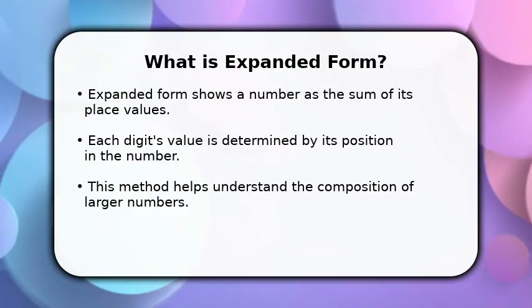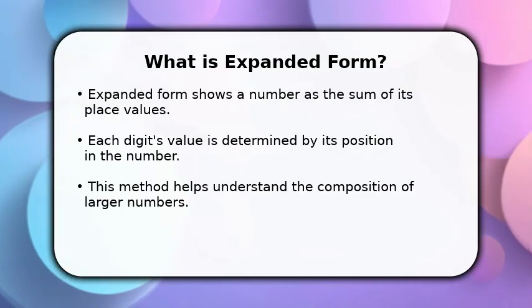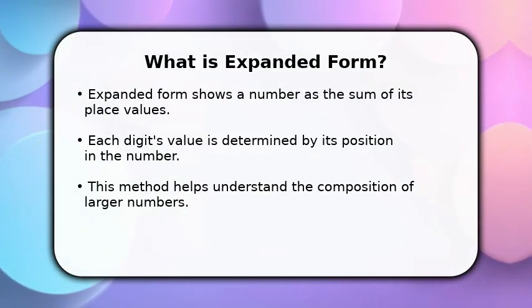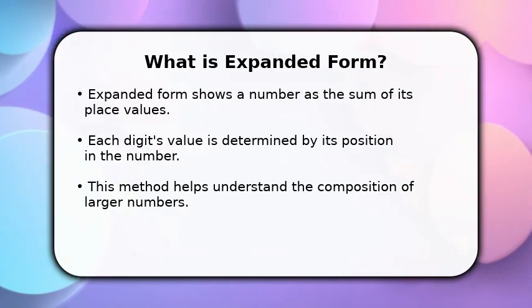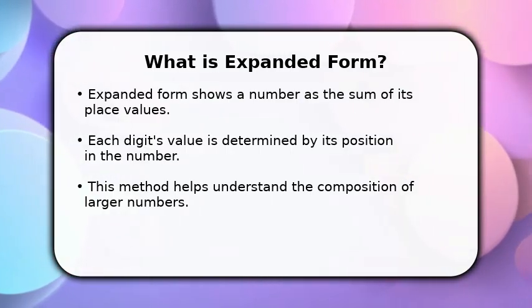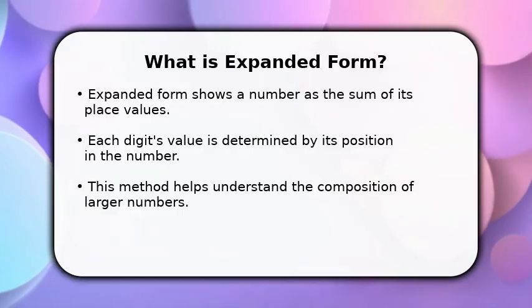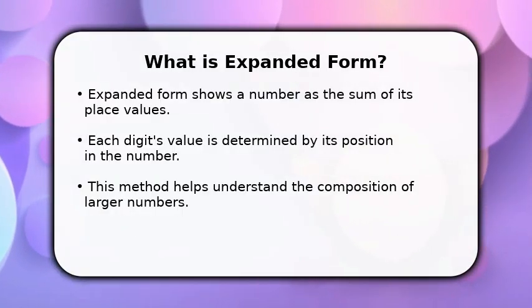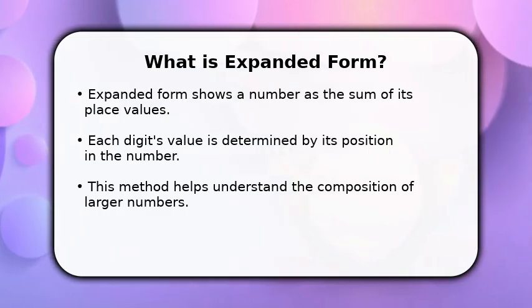In this video, I will explain how to make expanded form. Expanded form is a way to write numbers by showing the value of each digit. It helps us understand the true worth of each number based on its position. For instance, in the number 123, the 1 represents 100, the 2 represents 20, and the 3 represents 3.